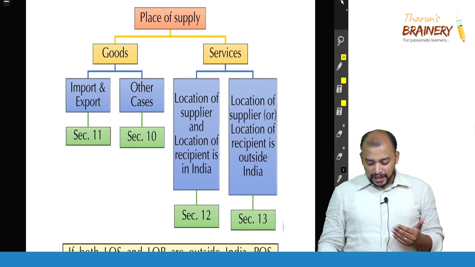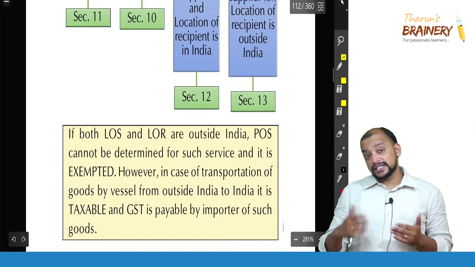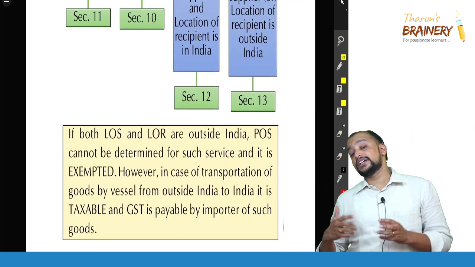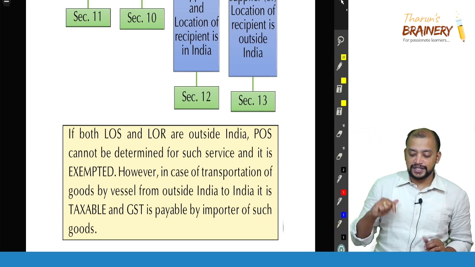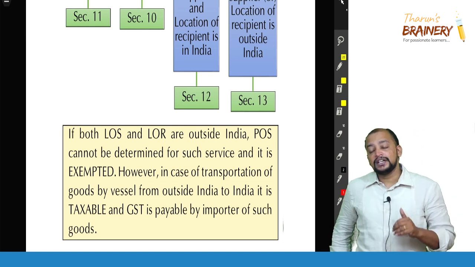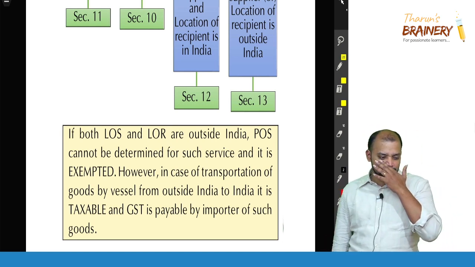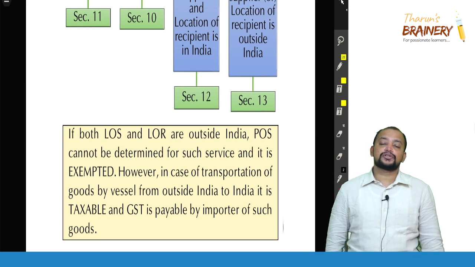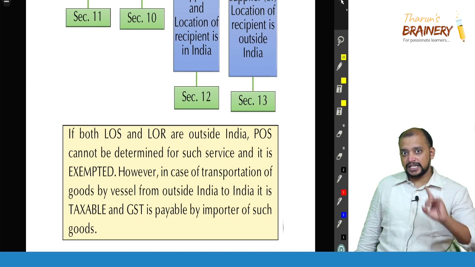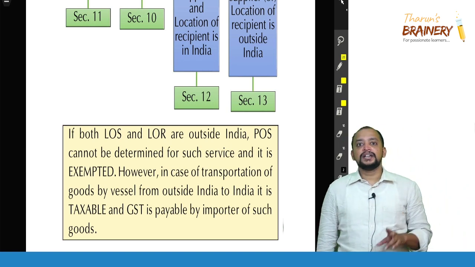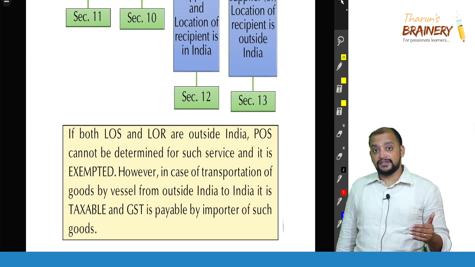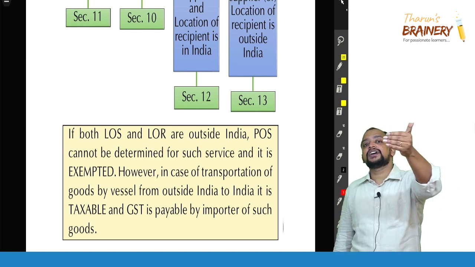Now, suppose both are outside India. If both supplier and recipient are outside India, then first of all, place of supply is not applicable. Why? Because both are outside India. At most there is no levy, but only in one case GST is payable. What is that? Transportation of goods by vessel. Transportation of goods by vessel from where to where? From outside India to India.